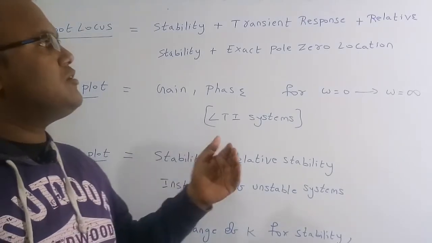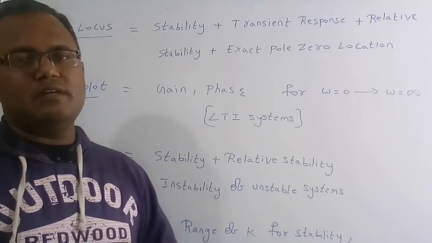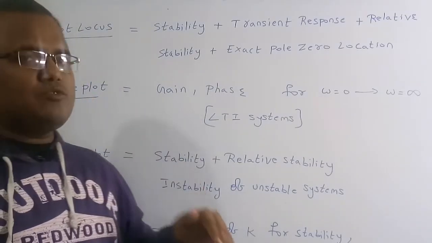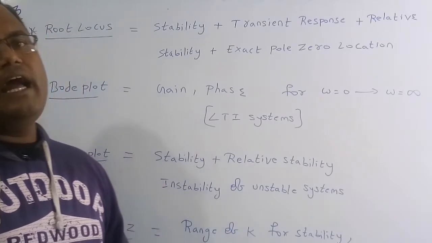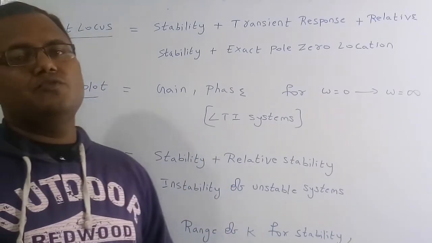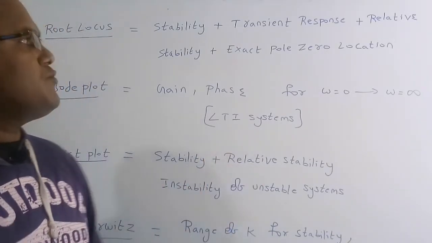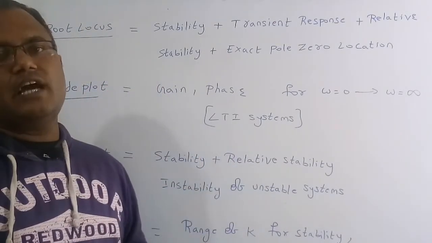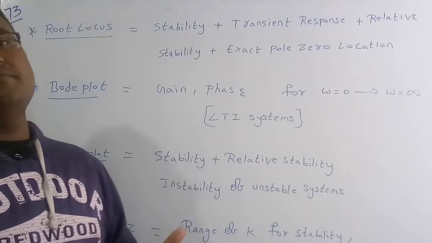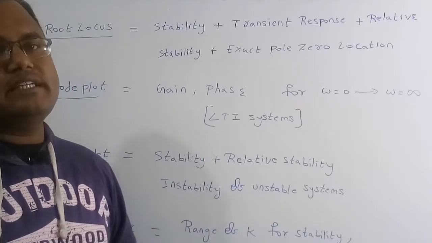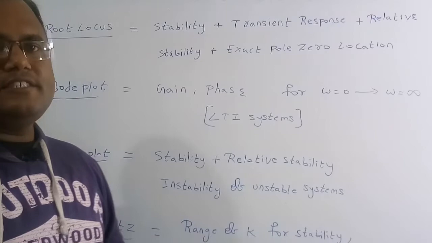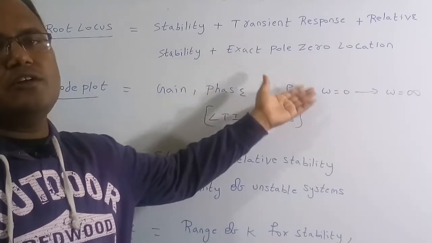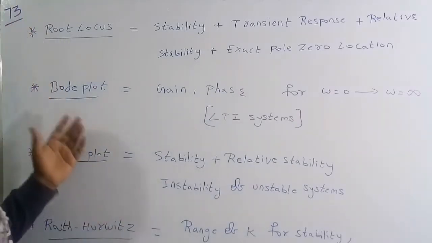Whenever all the poles lie only in the LHS of the s-plane, then we can say the system is a stable system, because the transients are going to die out as time goes on, and finally the output is going to reach the desired input. So we can say the root locus is going to tell you the exact pole zero location, and also whether a system is stable or not, and also the relative stability of stable systems, and also the transient response based on the pole location. Therefore, again, the Bode plot.